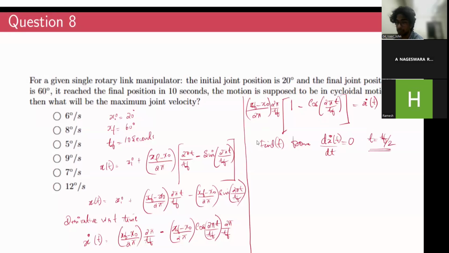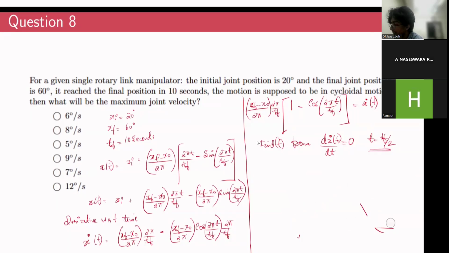This is where your maximum velocity would occur, right? Because at maximum velocity, if this is the velocity profile, the slope of velocity would be 0. So we are trying to find the location of time where the slope of velocity is 0, and that time would correspond to the location of maximum velocity. So if you do this, you will obtain the time as tf by 2.